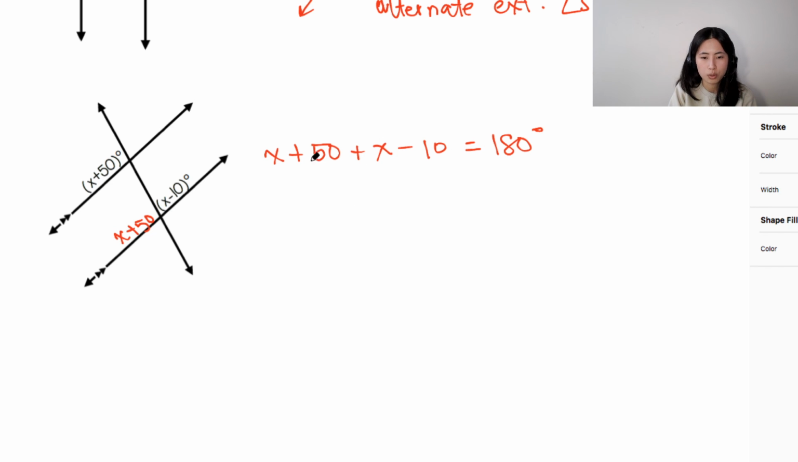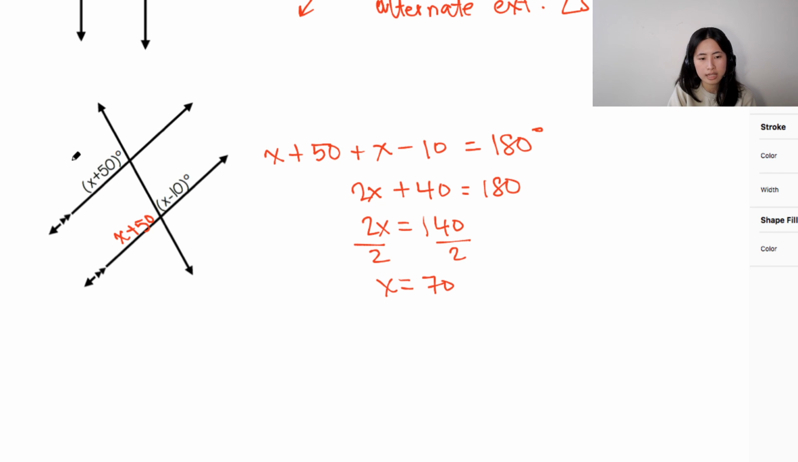They're supplementary. So you would have 2x plus 40 equal to 180. Okay, great. So this is 2x, and then you would have 180 minus 40, so that would be 140. Divided by 2, you would get x is equal to 70. So that means x is 70. If you're looking for this angle, you need to add 70 plus 50, so that's going to be 120. And then on the other hand, you have 60. Just to check, 120 plus 60 would be 180.